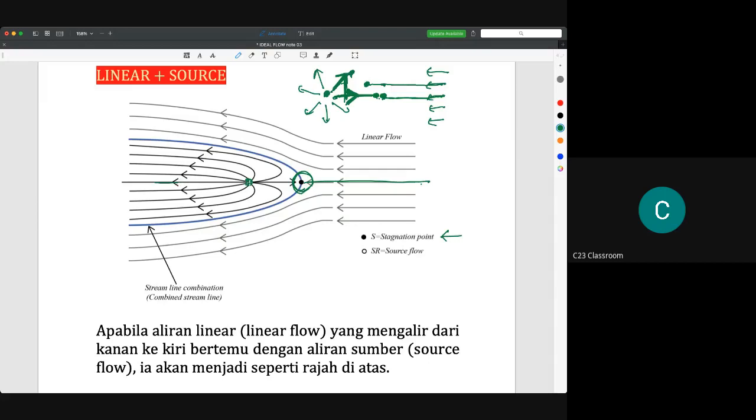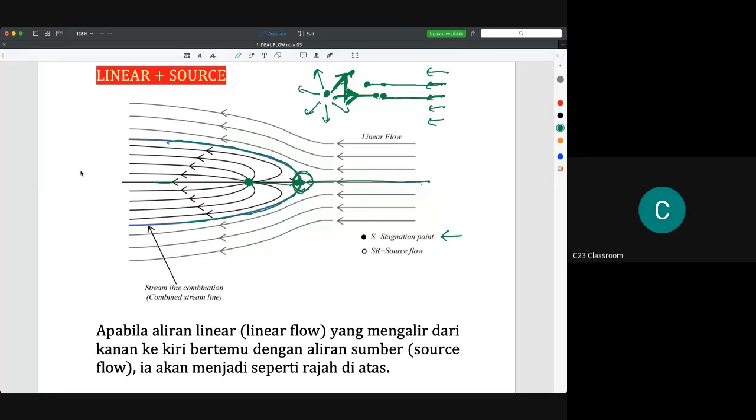So jadi dengan alasan itu kita dapati bahawa apabila linear dan source bertemu, so ini adalah center of source, when these two molecules collide, so it starts to move somewhere else. So where these two molecules go, it will flow on this path. Okay, so saya terangkan sekali lagi kerana awak perlu faham yang ini, kerana ini adalah key turning point untuk kita memahami how basic flow patterns combine with each other.